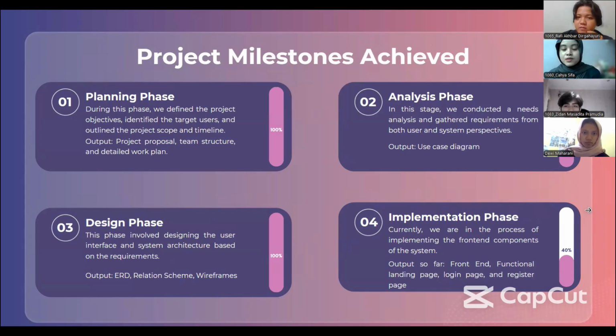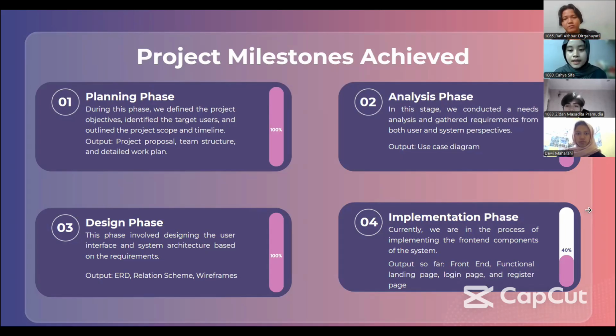Second is the analysis phase. We got 100%. In this stage, we conducted a needs analysis and gathered requirements from both user and system perspectives. Output is use case diagram. Third, design phase. We got 100%. This phase involved designing the user interface and system architecture based on the requirements. The output is ERD, relation scheme, and wireframe.